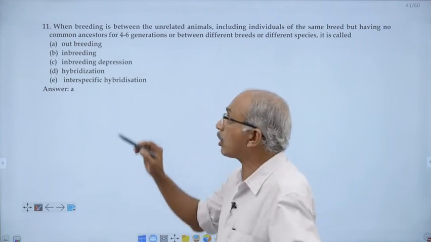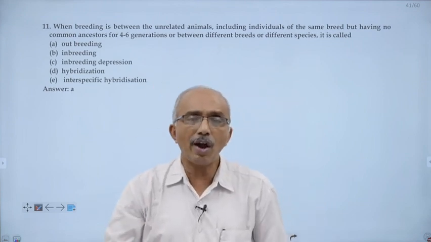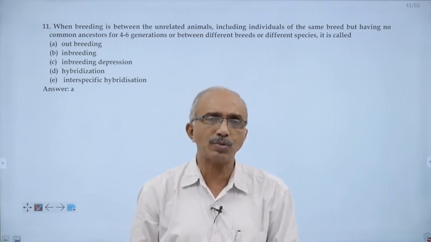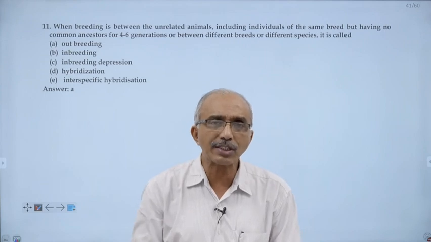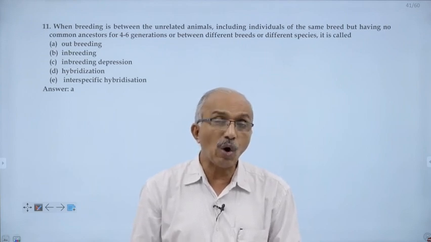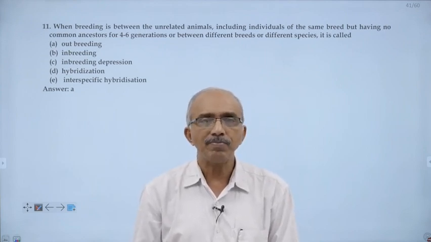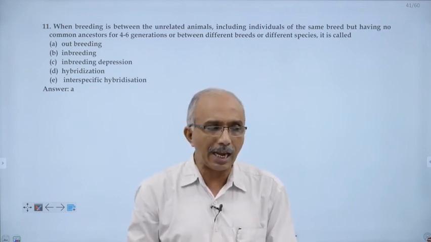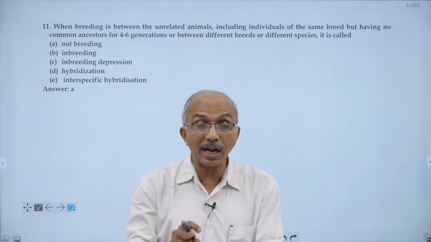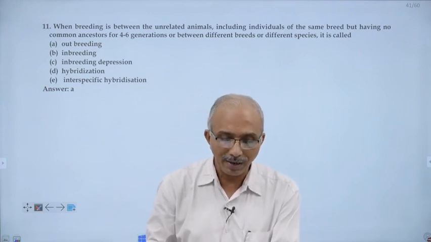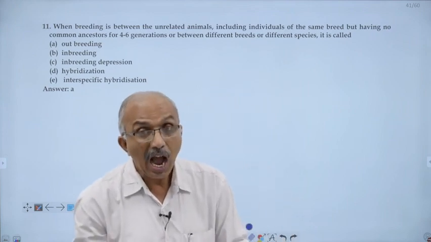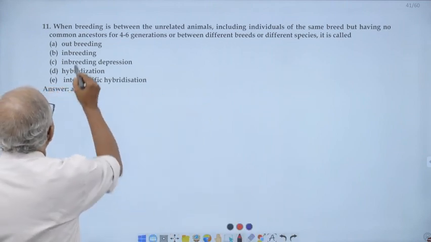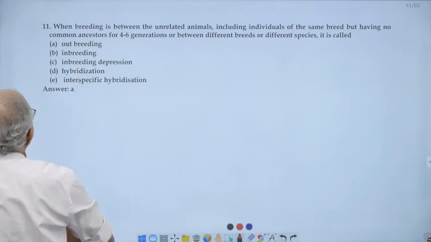The later part of the question explains how the unrelatedness is defined. They have no common ancestor 4 to 6 generations back. So simply the question can be converged to mating unrelated animals of the same breed. It is actually outcrossing, but there is no outcrossing option here.